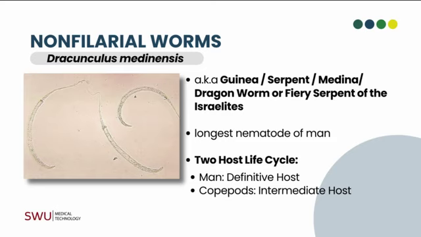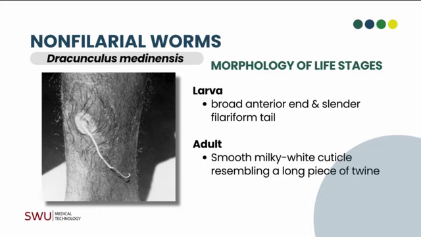Man serves as the definitive or final host of the parasite, and copepods in the genus Cyclops serve as the intermediate host. As for the morphology, its larva measures around 500 to 750 micrometers in length and 15 to 25 micrometers in breadth. It has a broad anterior end and a slender filariform tail. The cuticle of its larva has prominent striations, and it has a motion described as coiling and uncoiling.